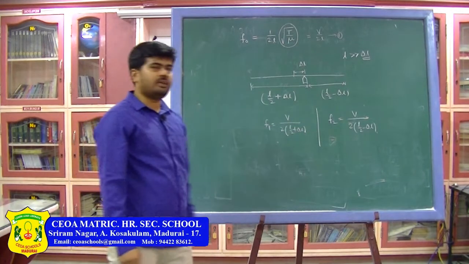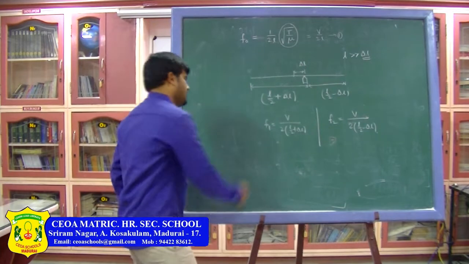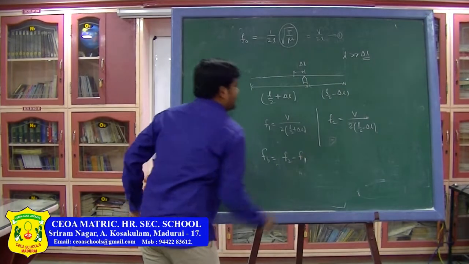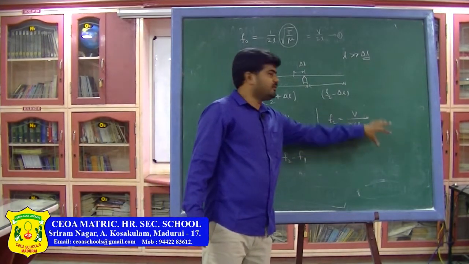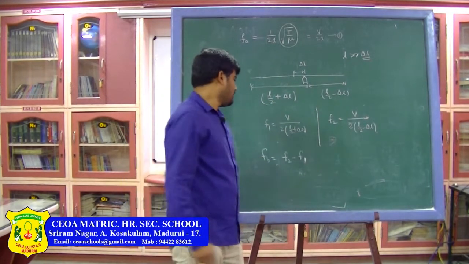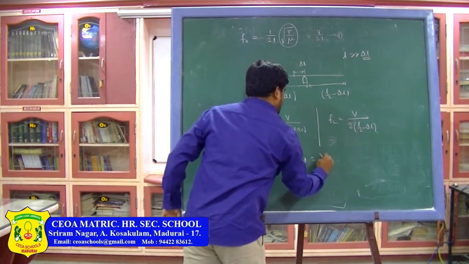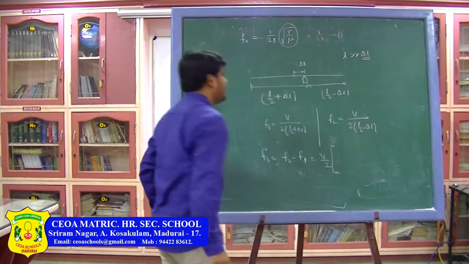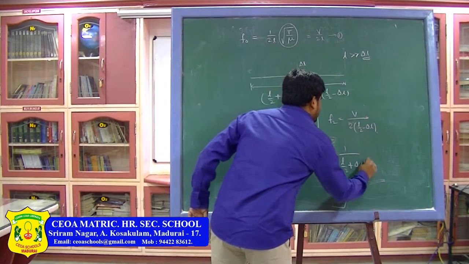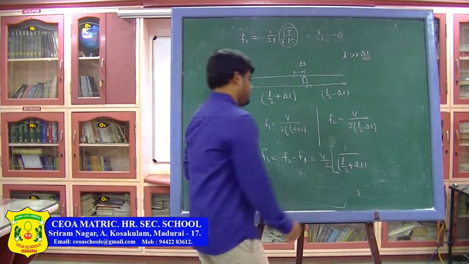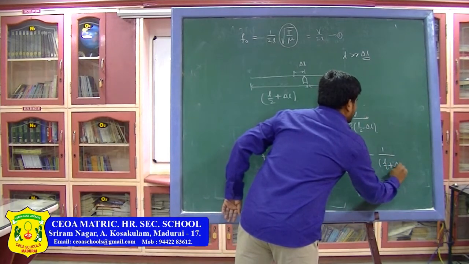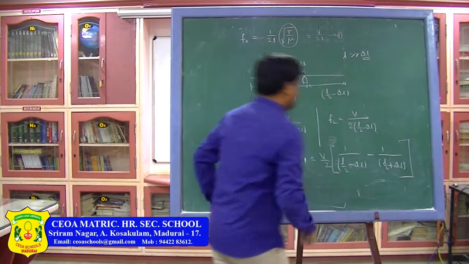The beat frequency is nothing but the difference between the two frequencies. So FB equals F2 minus F1, because the denominator is smaller for L by 2 minus delta L, so this value will be more than the other. I take F2 minus F1 and substitute the values. Taking V by 2 common, V by 2 into 1 by L by 2 minus delta L minus 1 by L by 2 plus delta L. So this is the equation.